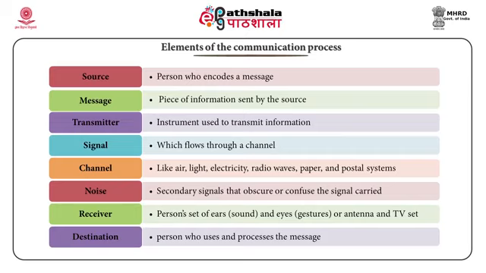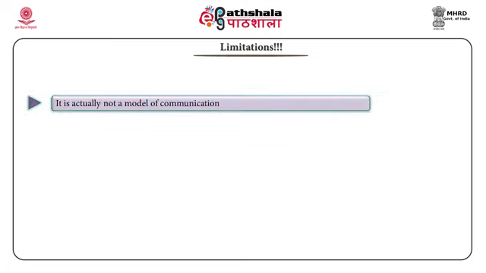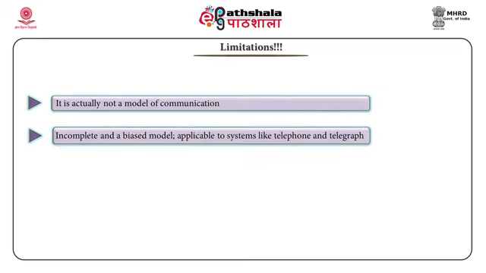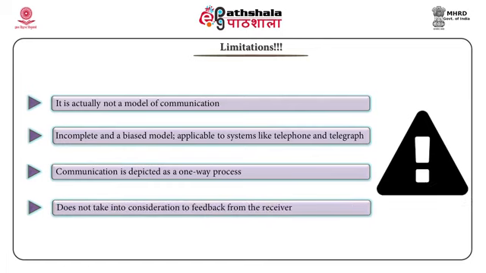But this model has certain limitations. The main flaw in the model is that it is actually not a model of communication. Rather, it depicts a flow of information through a medium. It is incomplete and a biased model, applicable to systems like telephone and telegraph and not other media. Here the communication is depicted as one-way process where speakers only speak and never listen and listeners listen and never speak or send messages. The linear model assumes that there is a definite beginning and end to communication. It does not take into consideration the feedback from the receiver. For example, the communication process seen in a letter, email, text message or a lecture.